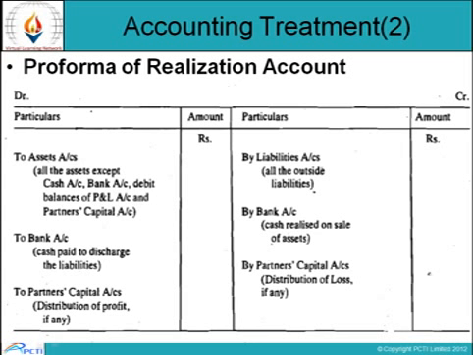Then all liabilities are credited here, like my pointers. By liabilities account, all the outside liabilities are also entered at first. Then if you have sold the assets for cash or bank, then on the credit side, by bank account, you write cash realized on the sale of a particular asset like machinery, furniture, any fixed assets, inventories. After that, when you pay the liabilities, you take the credit here, to bank account, cash paid to discharge the liabilities, in this way.